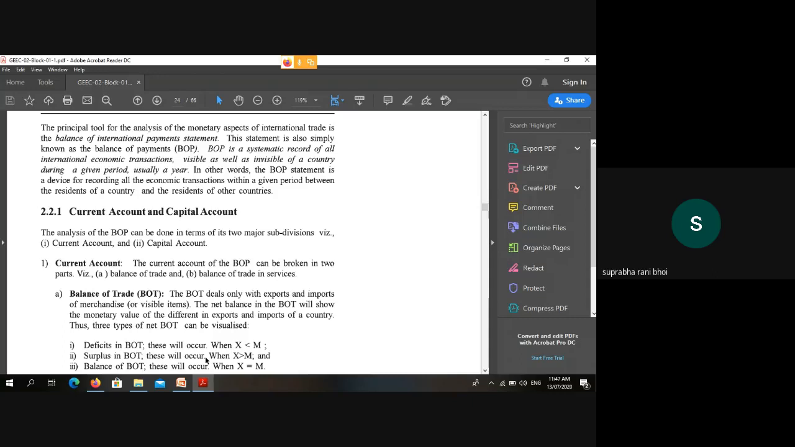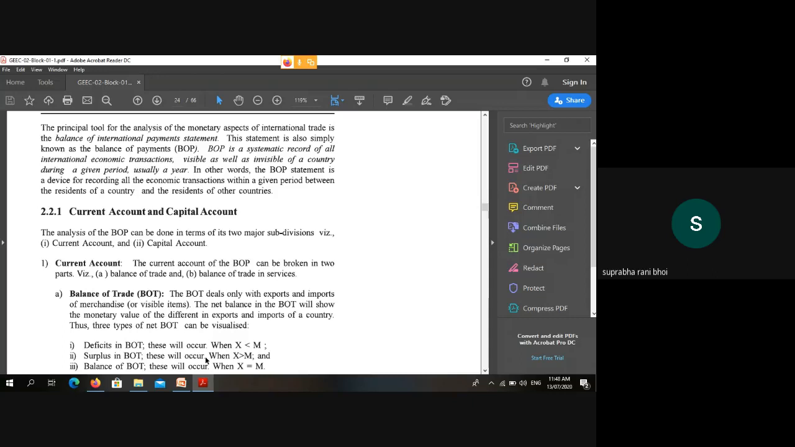Balance of trade can be in deficit when we have more amount of import and less amount of export. When our import is higher and export is lower, then we have a deficit balance of trade. When we are exporting more amount of goods and import less amount of goods, then our balance of trade becomes surplus.